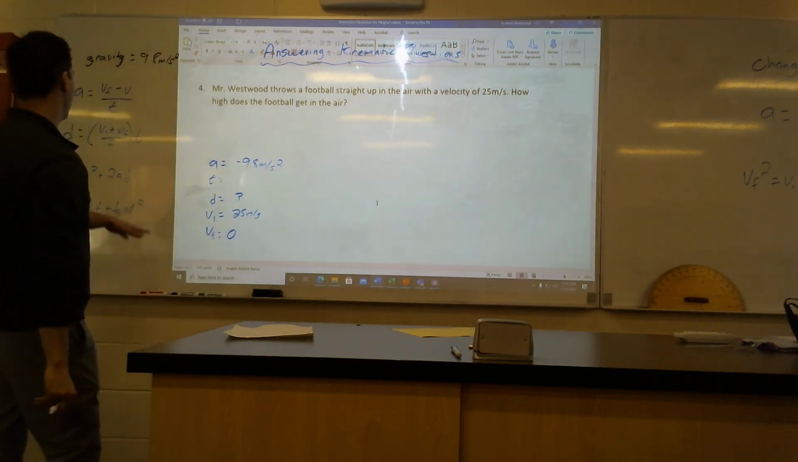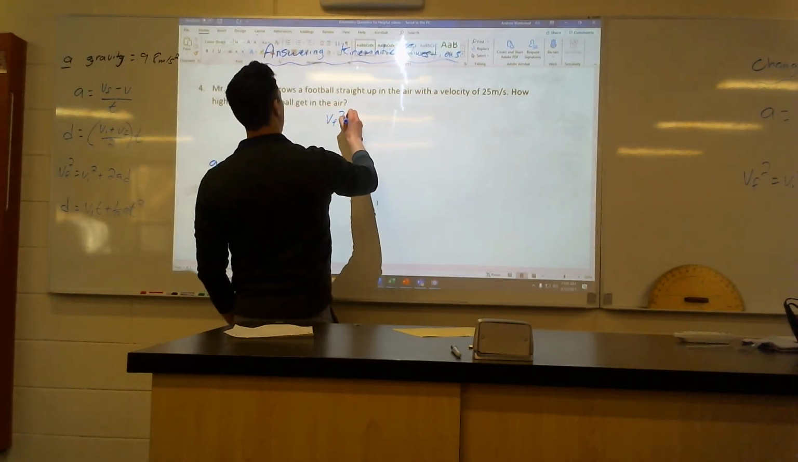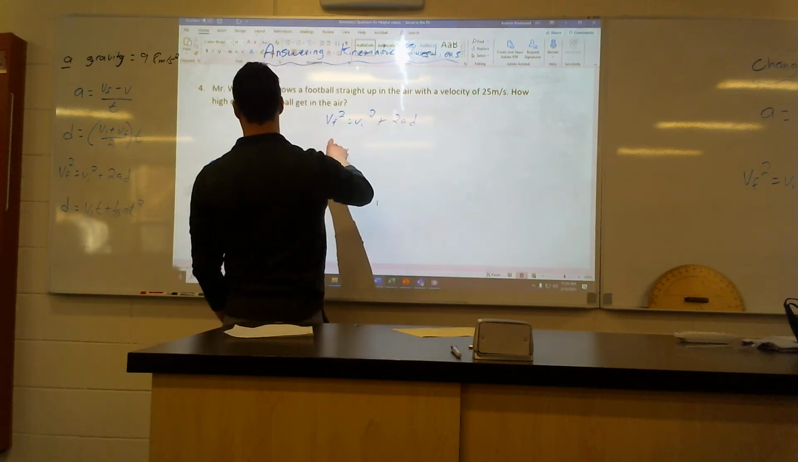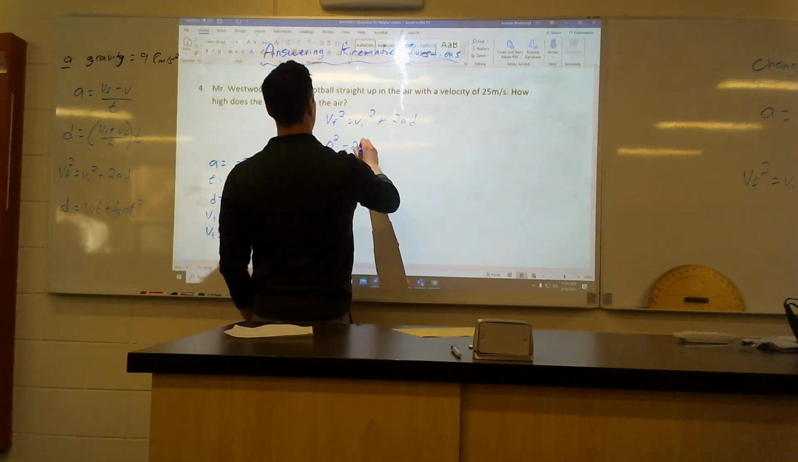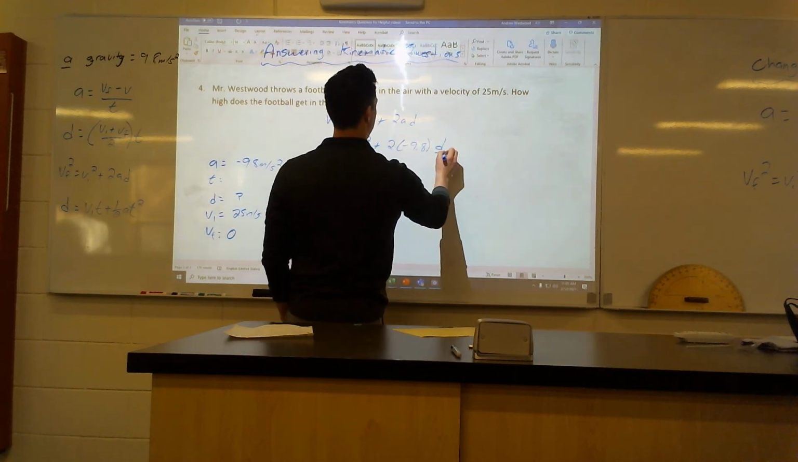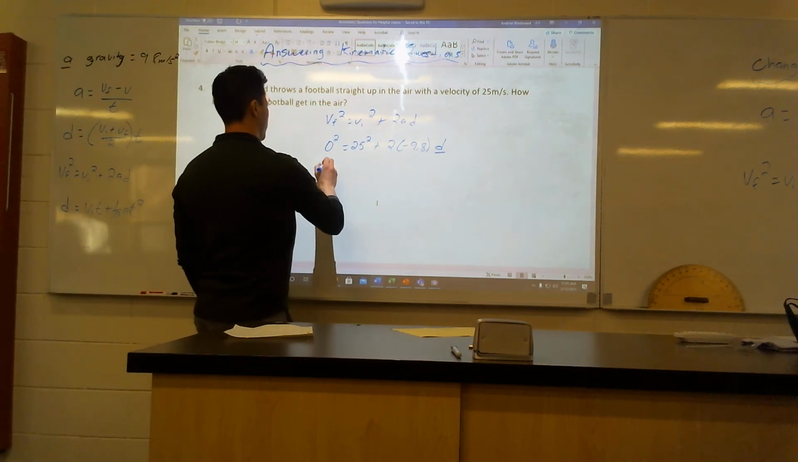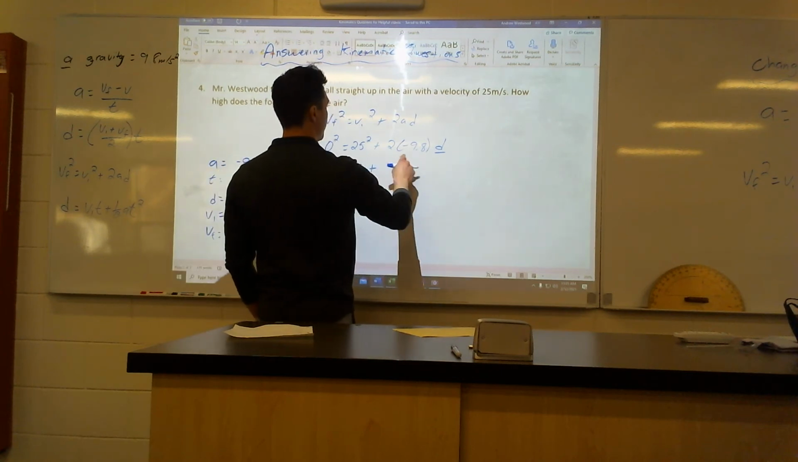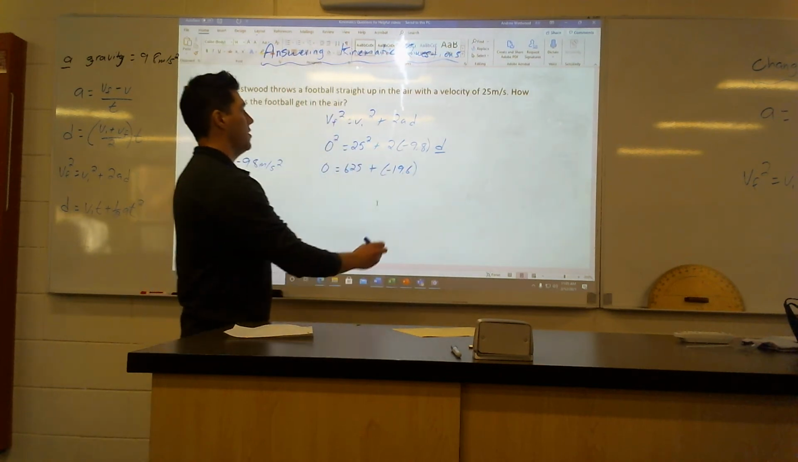So that's what we're going to be able to do there. Again, I have no time, so same formula, but this time I'm looking for something a little different. Still the same formula, VF squared equals VI squared plus 2AD, but now I'm not looking for VF. I have my VF of 0 squared equals 25 squared plus 2 times negative 9.8 times d. I'm looking for my distance still. What is 0 squared? It's still 0. 25 squared is 625, plus, I'm going to put these two together right now, negative 19.6, and there's still a d attached to this.